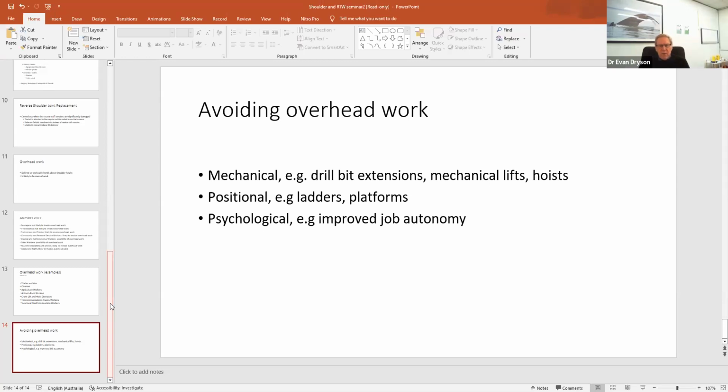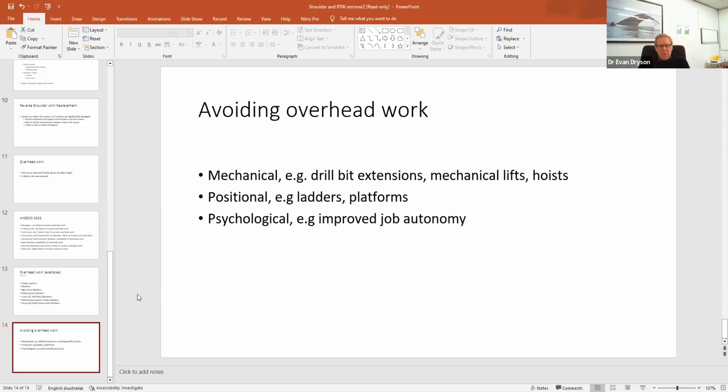So there are mechanical answers like having extensions added to your drill bits so that you can hold the drill down by your chest but still be drilling above your head. You can use mechanical lifts or hoists so that you can stand on them and be raised to the work where it's going to be done. You can use ladders. Clearly, if you're a tiler, for example, and you're tiling the upper part of a wall, the higher you are, the less you have to stretch and reach above your shoulder height.